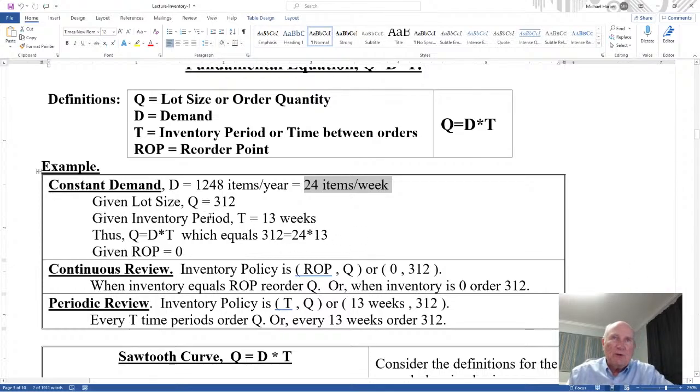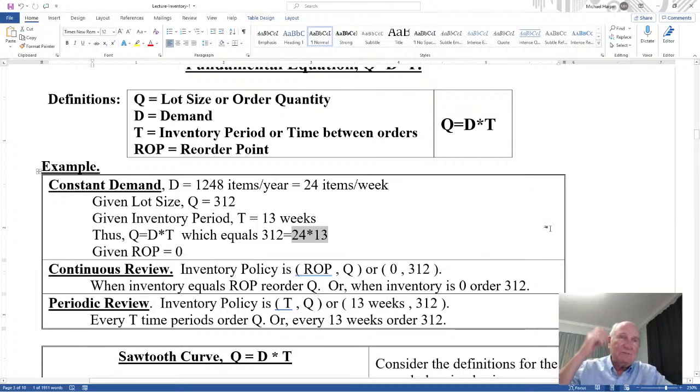Okay, also, suppose that our lot size is given to be 312. Our inventory period is 13 weeks. So the Q, D, T then goes together with Q equals 312, equals 24 items a week times 13 weeks. And notice I picked 24 because week is in the denominator, and this is 13 weeks. So these numbers have to have the same time units. So the demand has to be items per week if the inventory period is in weeks. So the time units have to be the same or it's incorrect.